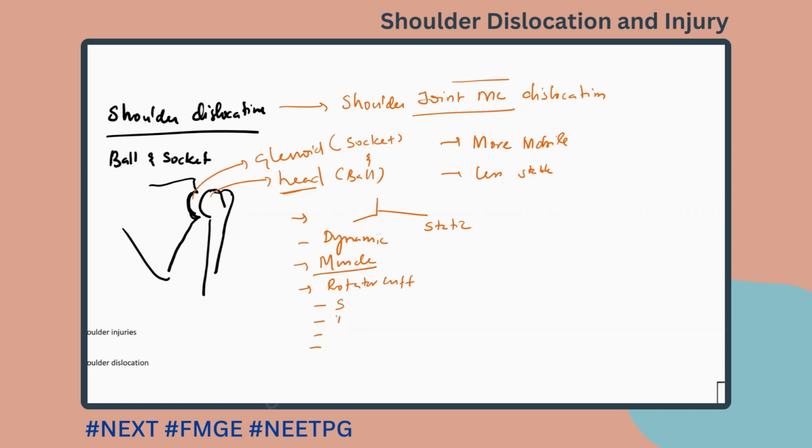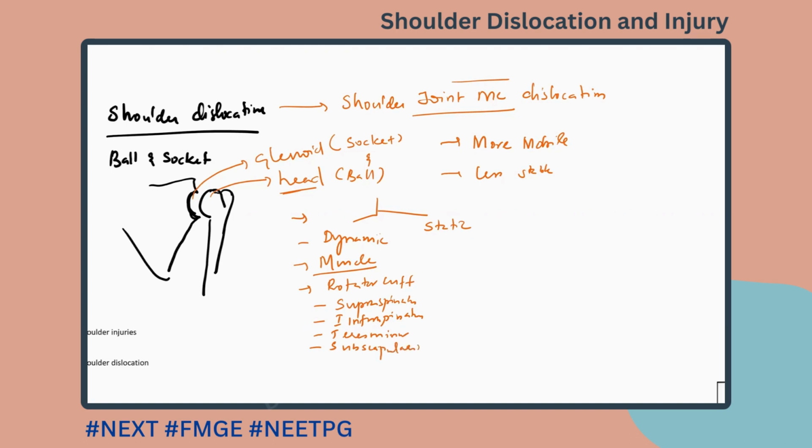They go by the mnemonic SITS. S stands for supraspinatus, I stands for infraspinatus, T stands for teres minor, and S stands for subscapularis.